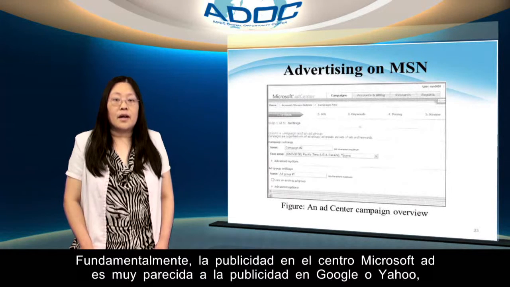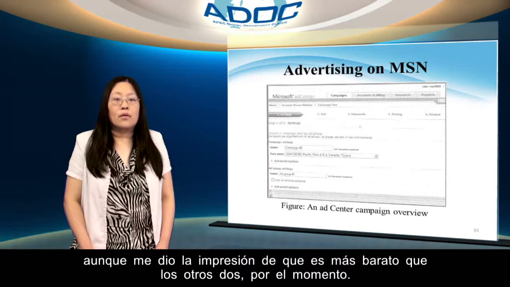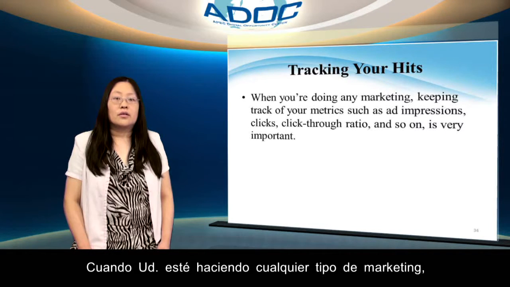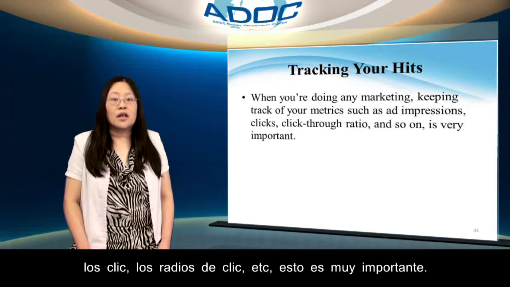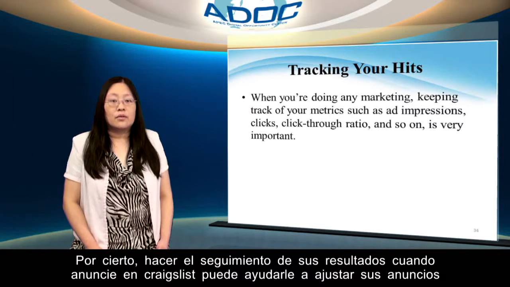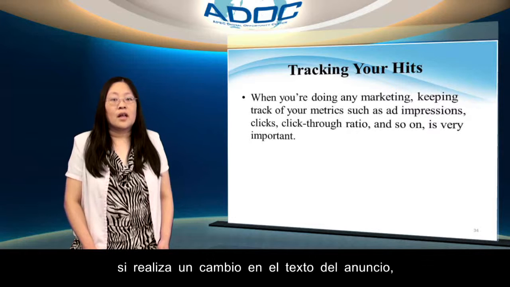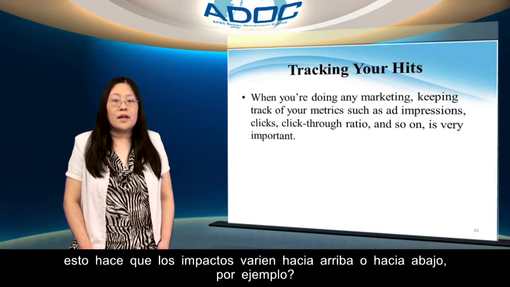Fundamentally, advertising in Microsoft Ad Center is much like advertising on Google or Yahoo, although I got the impression that it's less expensive than the other two, for the moment anyway. Tracking your hits. When you are doing any marketing, keeping track of your metrics such as ad impressions, clicks, click-through ratio, and so on is very important. Certainly, tracking your hits when you advertise on Craigslist can help you tune your ads. If you make a change to your ad text, do the hits go up or down, for example?